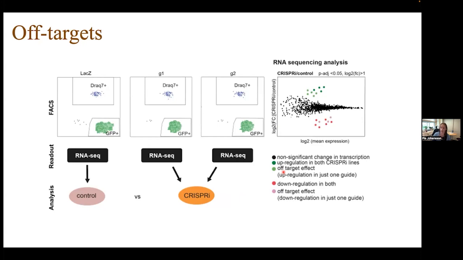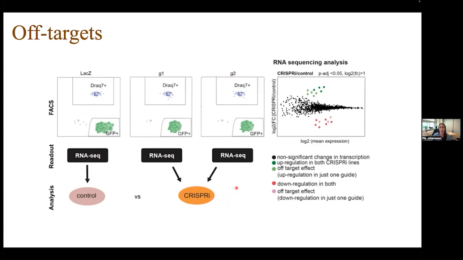So basically, as I've shown here in this schematic, you have the control, and of course you do RNA-seq, and that becomes your control. Then you do guide 1, you sort them, you do RNA-seq, guide 2, sort them, do RNA-seq, and then you combine these 2, so they now become the CRISPRi.